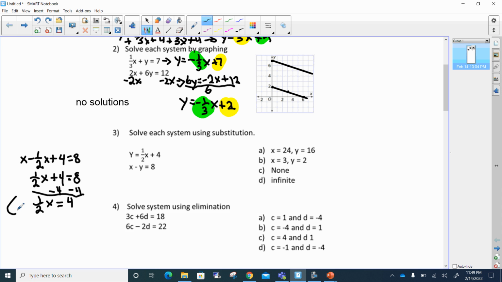Now I can go ahead and multiply 1/2 by 2 over 1, the inverse, so I can isolate x, which means I have to multiply 4 by 2 over 1. And 4 times 2 is 8. So x is going to equal 8. Now I have to go ahead and solve. If x is 8, let's plug this in here. 8 minus y equals 8.